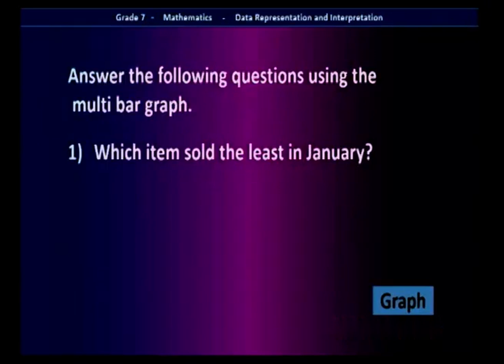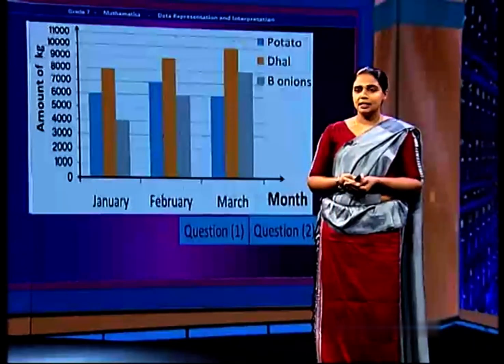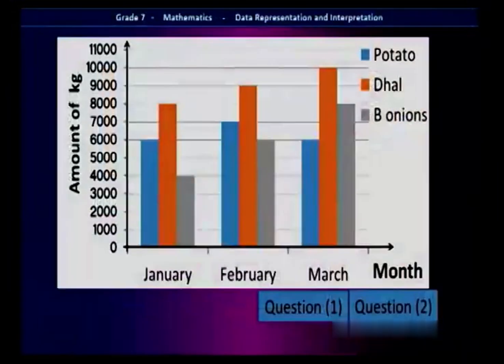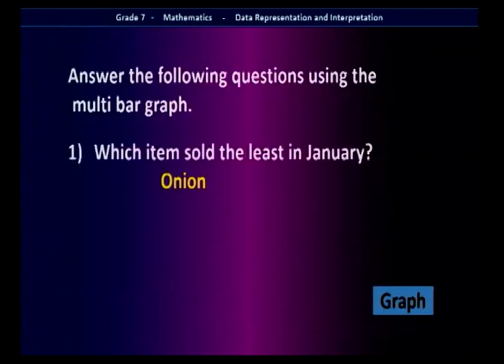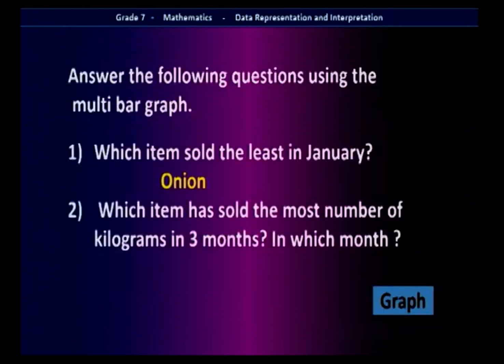Which item sold the least in January? Which item sold the least in January? Least in January. Then in the graph you can see it. In January, the shortest bar is for onions. Then my dear kids, your answer should be onion. What is question number 2?